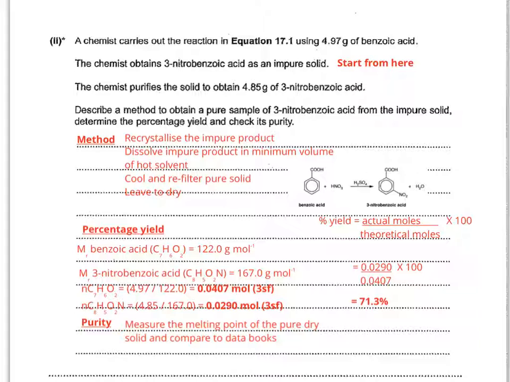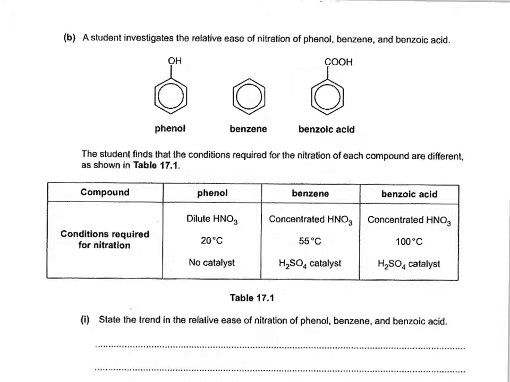Okay, so it's now time to have a look at the next page. So on this page we've got 3 aromatic compounds, phenol, benzene and benzoic acid. And we've got some information about the conditions required to nitrate them.